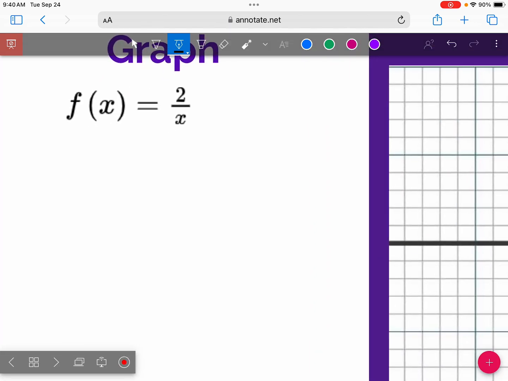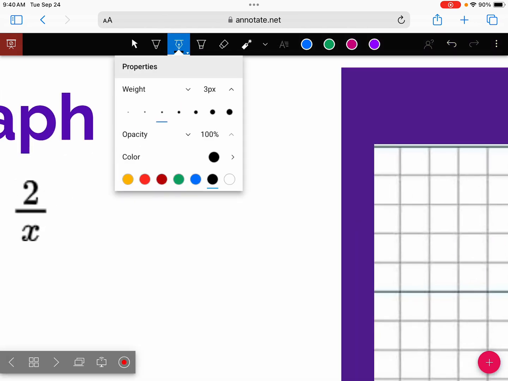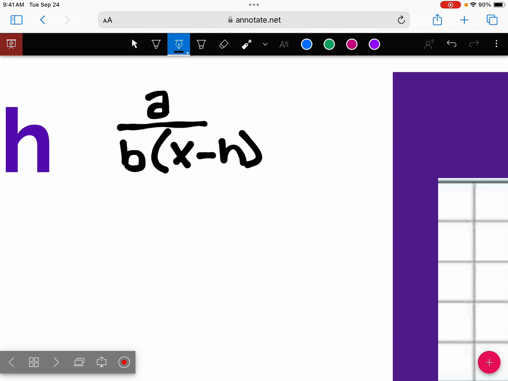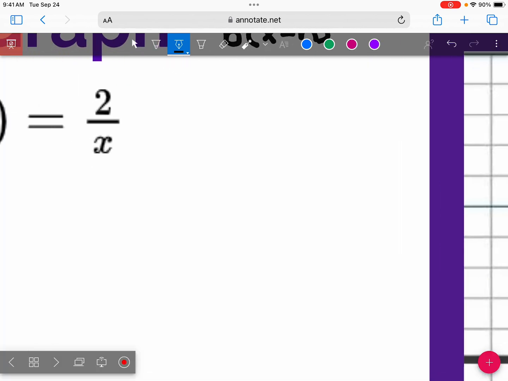Really, really. 1 over x is our parent function. So these are our rationals. When we have these, our transformation form, for those of us that don't remember, that's our a over b x minus h plus k. That's our transformation form for this. So what transformation do we have? A. All we have is an A. All we have is a vertical stretch.